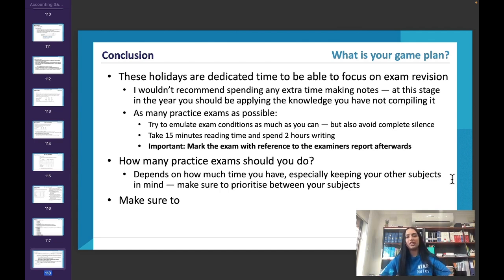But just talking about in general with your revision, it's really important to use this time to focus on revising for your exams and doing practice exams. The best way to revise for the final accounting exam is to do practice exams, because first of all, you're revising the content by answering questions about all of the theory and all of the content, and second of all, you're practicing time management. The number one thing that almost everyone that does the Unit 3 and 4 accounting exam at the end of the year struggles with is time management.